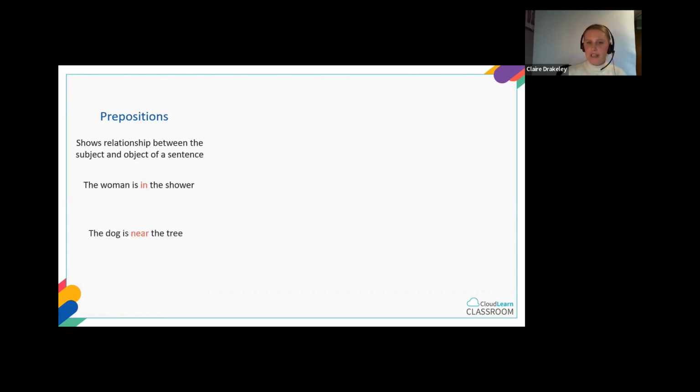Also, the dog is near the tree. The preposition here is near. The dog, the subject, is near the tree, the object. The preposition is near.